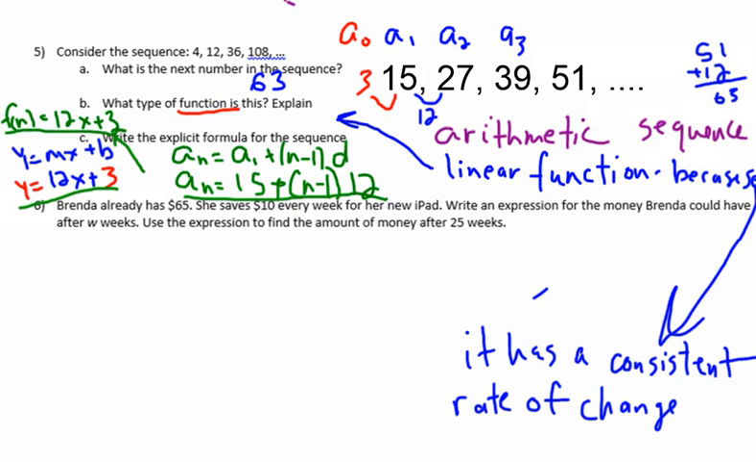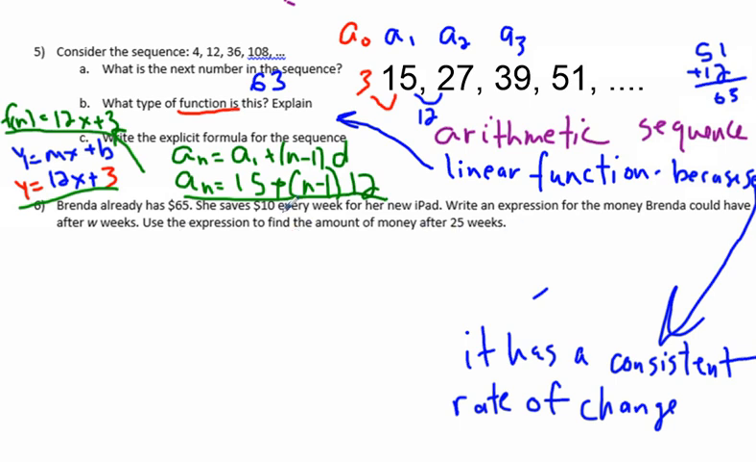Number 6, Brenda already has $65. She saves $10 every week for her new iPad. Write an expression for the money Brenda could have after W weeks. And use the expression to find the money after 25 weeks.